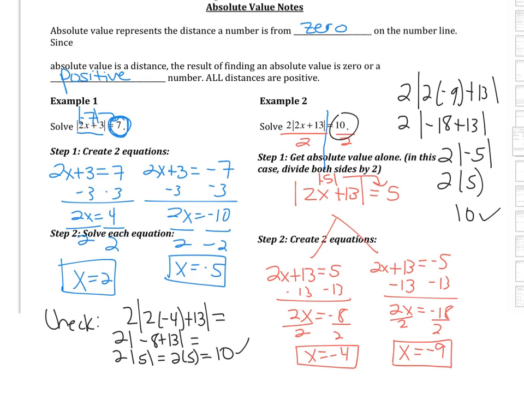Remember, absolute value of any number always comes out positive, and we expect to get two solutions when we're solving an absolute value equation.